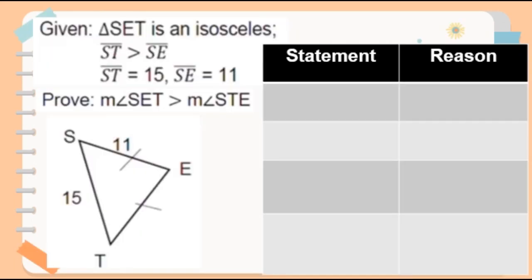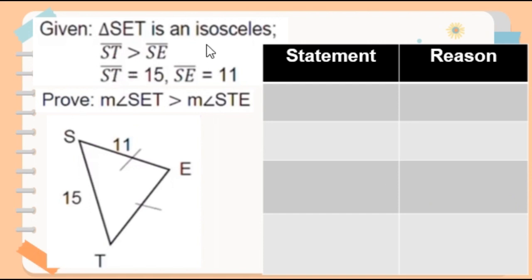Let's take an example. Given triangle SET is an isosceles. Line segment ST is greater than line segment SE. Line segment ST is equal to 15 and line segment SE is equal to 11. Prove that measure of angle SET is greater than measure of angle STE. So again, to prove this, we need to use the two-column proof. And based on our given information, what is our first statement?